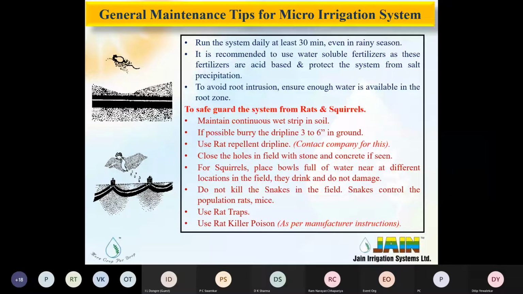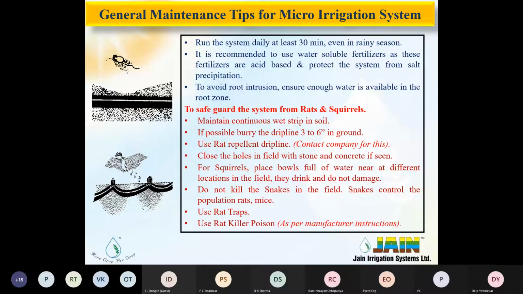Then another issue you can observe is root intrusion. Sometimes if the soil gets dry, the roots go in search of water. Roots are clever, they know from where water is coming, so they may enter into the dripper. This can be avoided by keeping the soil wet, and there are some chemicals available which are repellent to root intrusion. That chemical can be added during the time of production.